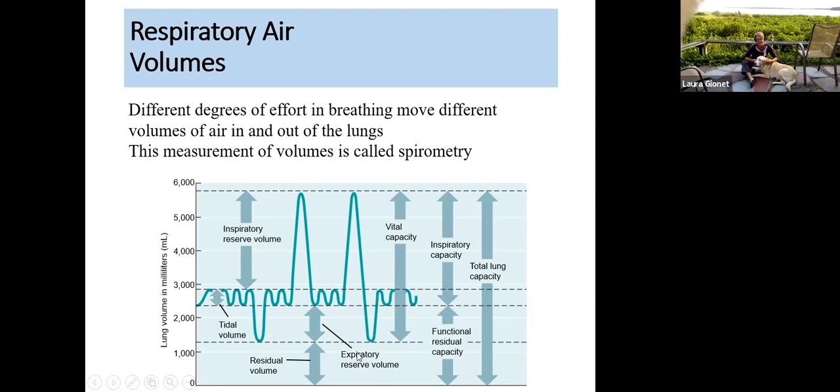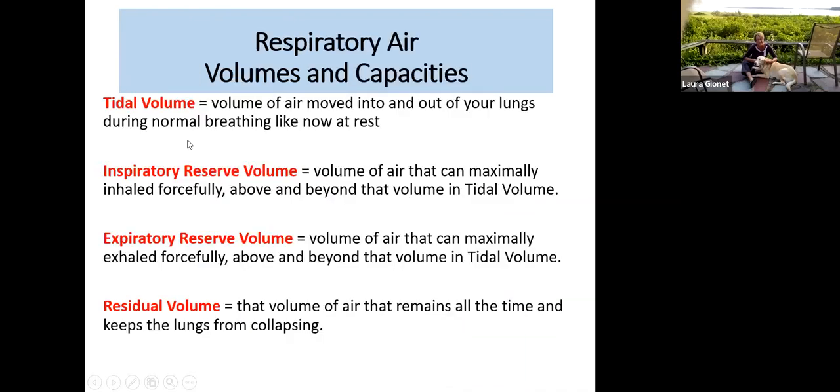The volume of air down at the bottom, the residual volume, is the amount of air that stays in your lungs so that your alveoli don't collapse. So there's always a certain amount of air in this system to keep those alveoli from collapsing, so you don't have to try to reinflate them, which you're not going to do effectively, to have gas exchange.